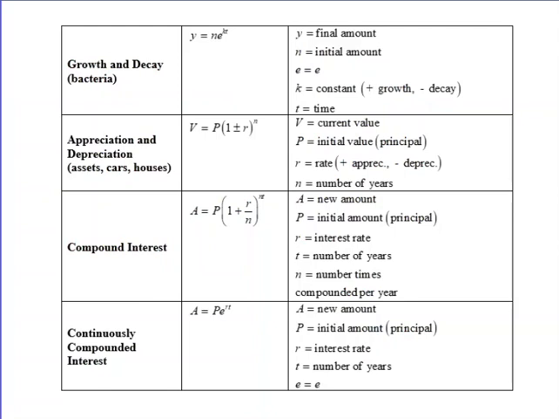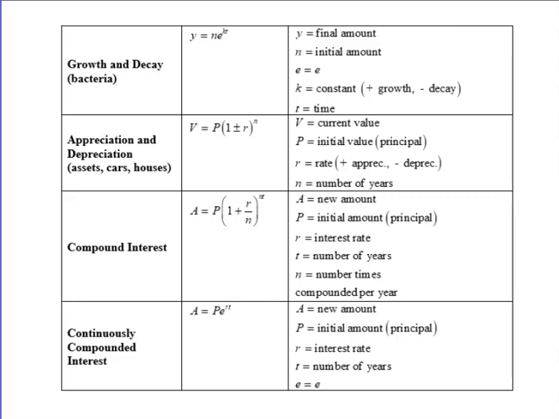The first one is the growth and decay formula. It usually has to do with bacteria or half-lives or some sort of sciencey application. You can see the equation here, and then it tells you what each of the variables represents.